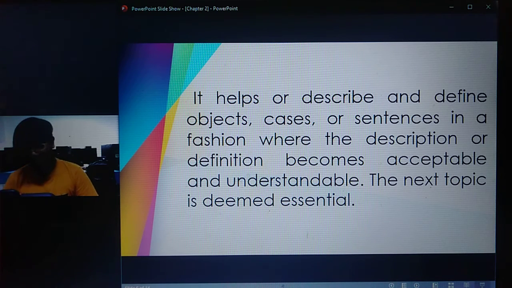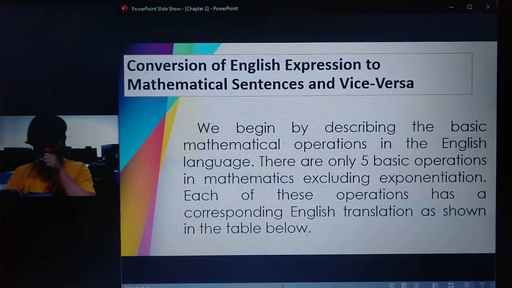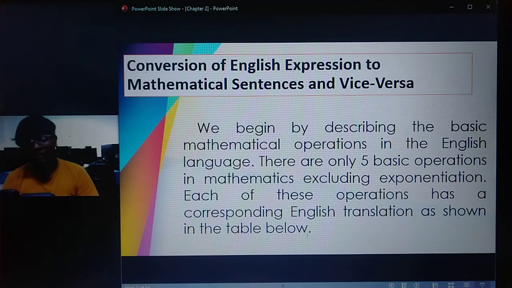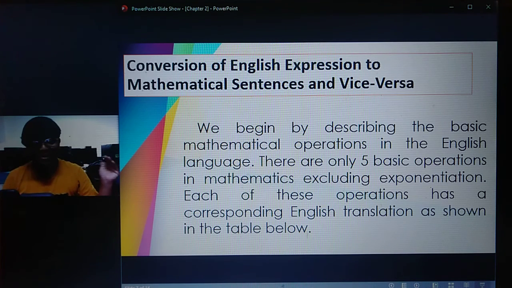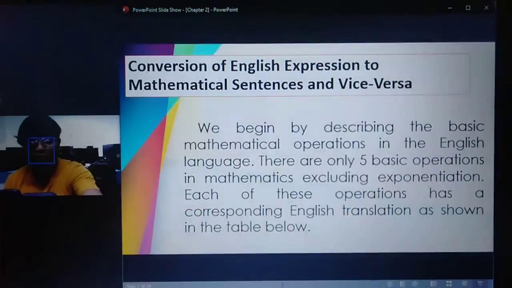So what's the next topic? Sorry. Now, let's go to it. What I said earlier is just the introduction of our main lesson. Now, let's move on to the conversion of English expressions to mathematical sentences and vice versa.